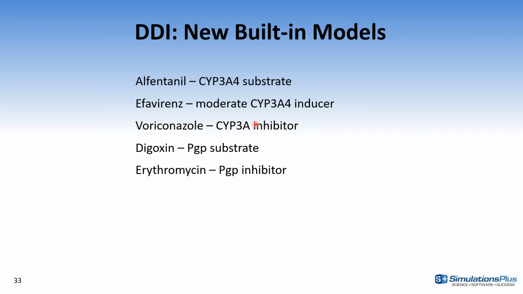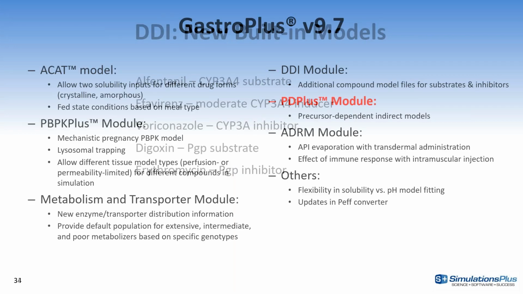Adding voriconazole as a CYP3A inhibitor, and now we are finally adding some transporter models, digoxin as a PGP substrate, erythromycin as a PGP inhibitor. This now became much simpler since we don't have to change the tissue types. We can easily distribute these models, and we don't have to give special instructions to everyone on how to use them.